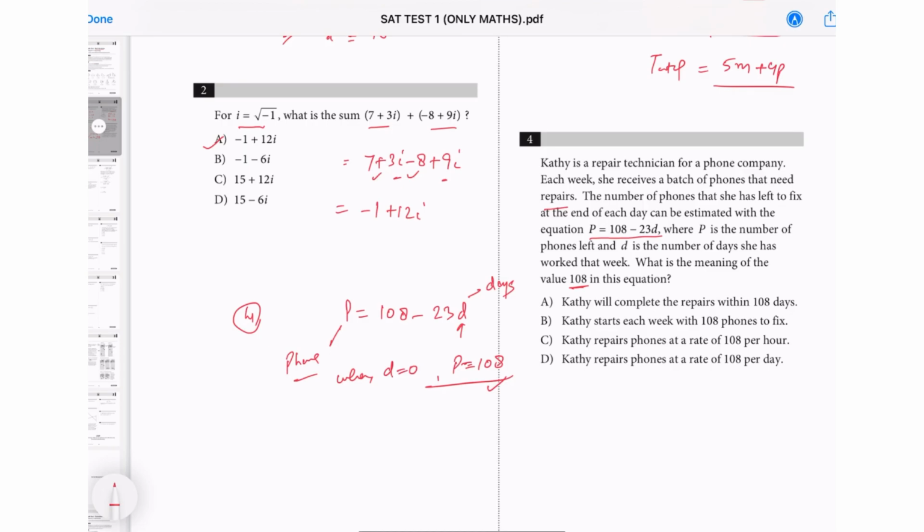So, does Kathy complete the repair in 108 days? No, this is not talking about days. This is talking about the number of phones. She starts with 108 phones to fix. Yeah, this is the answer. Because option C says Kathy repairs phones at the rate. Rate means the slope, and here the slope is negative 23. Because if you observe the line y equals mx plus c, m represents the slope, and that is basically the rate of doing work. So these two are rates, so they will be ignored, C and D, and B is the right answer.